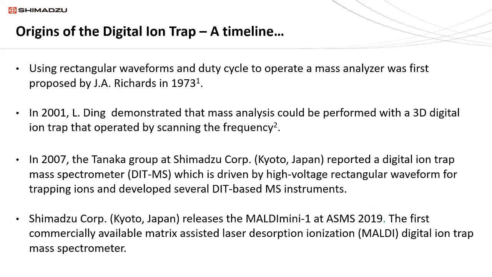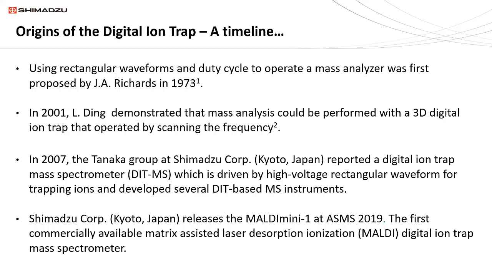To start off with the origins, this is an abbreviated timeline. The first rectangular waveform and duty cycle used to operate a mass analyzer was first done by Dr. Richards in 1973. Then in 2001, Dr. Ding demonstrated that mass analysis could be performed with a 3D digital ion trap that operated by scanning the frequency. This was a pretty significant discovery as far as Shimadzu goes. Dr. Ding works for the Shimadzu Research Corporation in the UK.